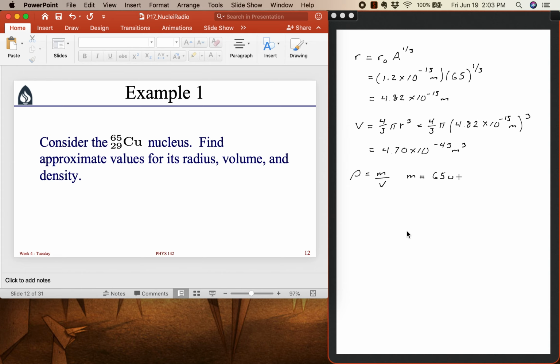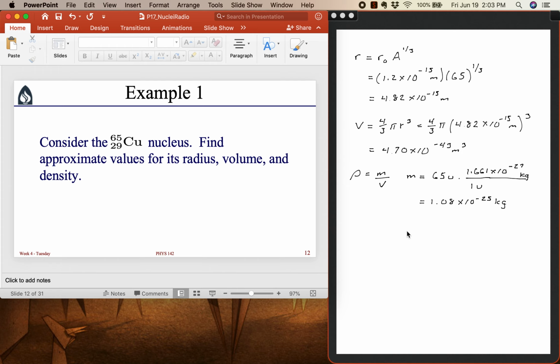Now, if we want to convert things into kilograms, we can use the conversion fact that 1 atomic mass unit is going to be 1.661 times 10 to the minus 27 kilograms. And so the mass of this nucleus will approximately be equal to 1.08 times 10 to the minus 25 kilograms. Although if we wanted a more exact answer than this rough one, we could always go look up this nucleus in the appendix of the textbook. But it should give us a rough value for the mass.